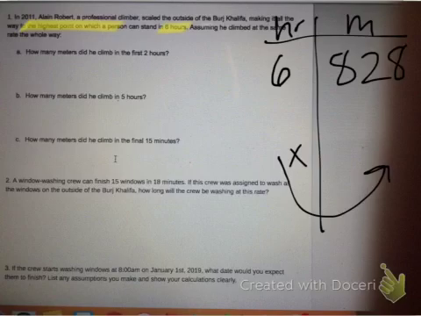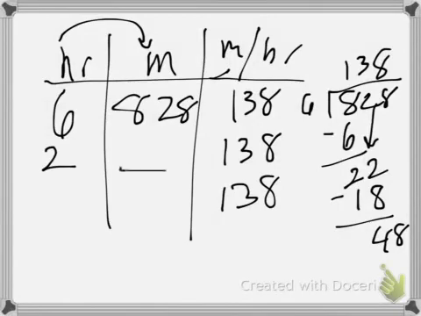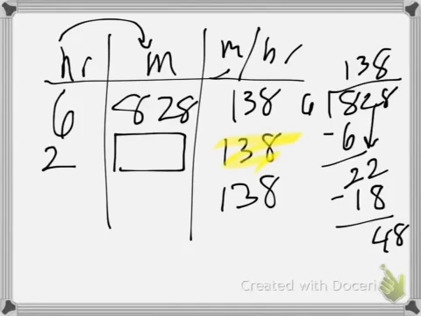So when the question says, how many meters did he climb the first 2 hours, we need to look at, for 2 hours, what would this number be? You can find that by multiplying by your rate. So take 138 times 2. That will give us our solution for number 1. I'm not going to finish the multiplication for you. You need to do that work on your own.